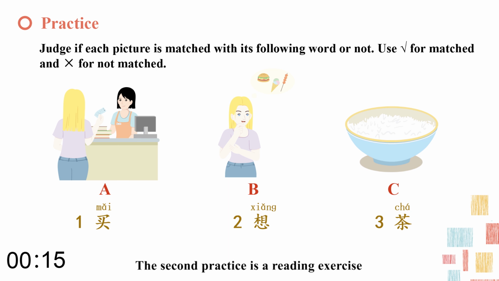The second practice is a reading exercise. Judge if each picture is matched with its following word or not. Use tick for matched and cross for not matched. You have 15 seconds to finish this exercise.